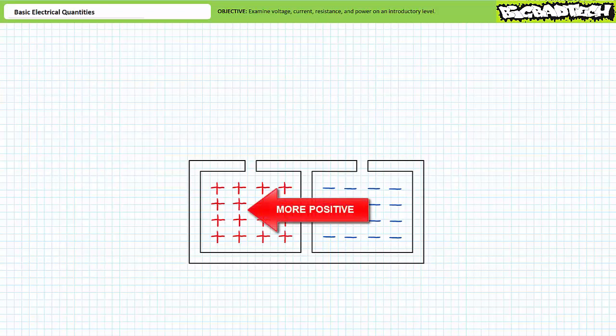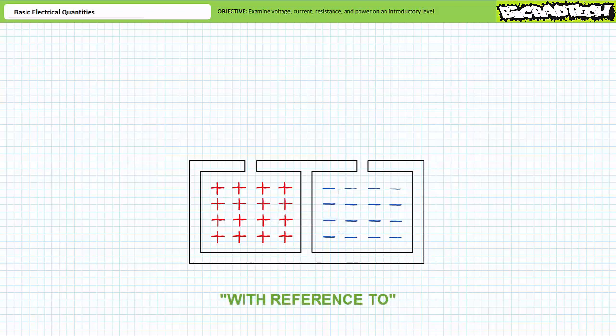It can be said that the left side is hotter and redder, or more positive, with reference to the right. Similarly, it can be said that the right side is colder and bluer, or more negative, with reference to the left. "With reference to" is an extremely important term to understand regarding voltage. With reference to means, here is the point I'm comparing all other points to.